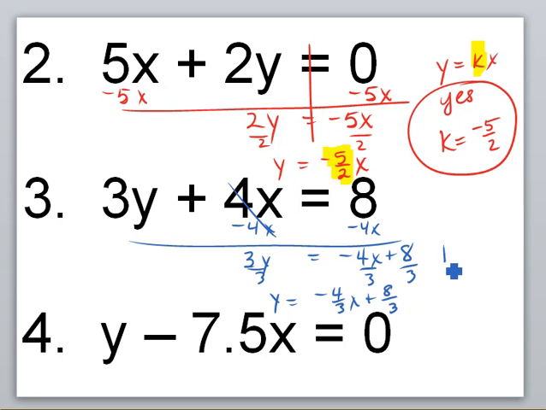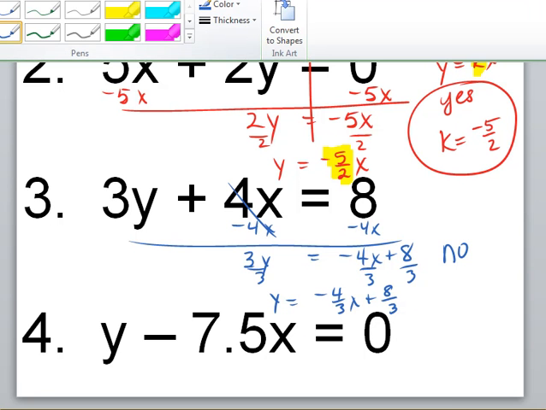So this is no, it is not direct variation. I cannot make it say y equals kx. There is this plus on the end that makes it not have direct variation.